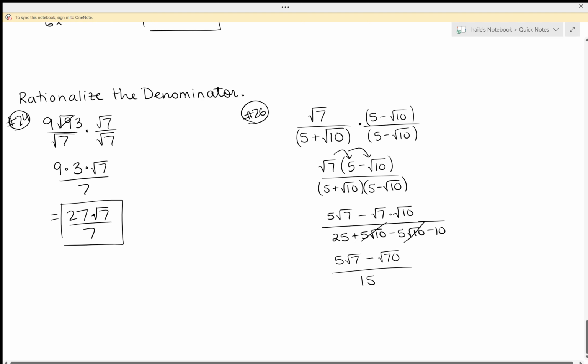So we do need to check really quick just to make sure that we can't simplify this anymore. So you would need to check that the radicals can't be simplified. Well, nothing really divides into 7, so we can't simplify that. And 70, you could check really quick a couple of perfect squares, like 1 and 4 and 9, 16, 25. None of those divide into 70, so we can't simplify this anymore. So this is our final simplified answer.